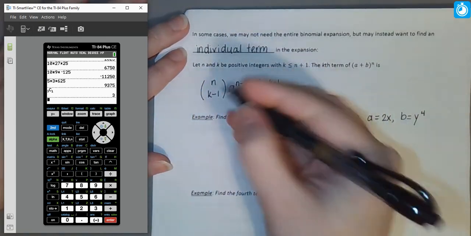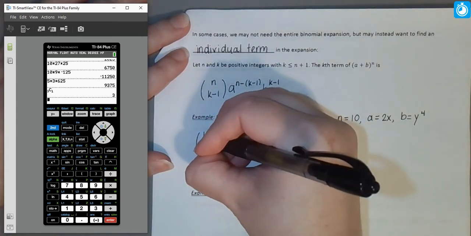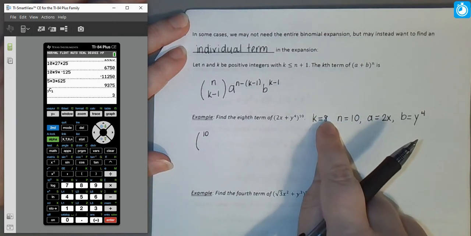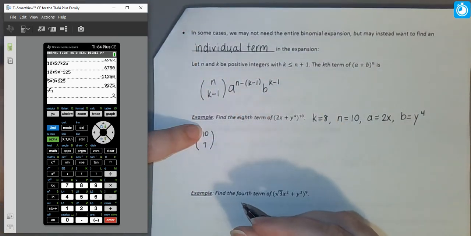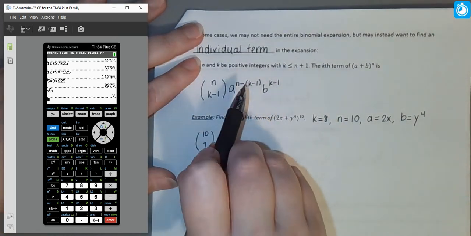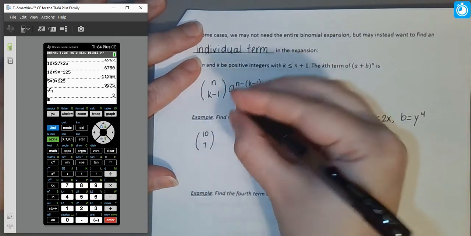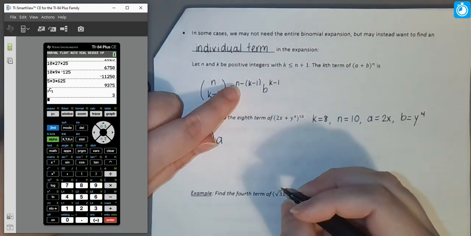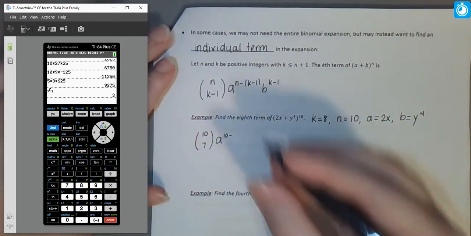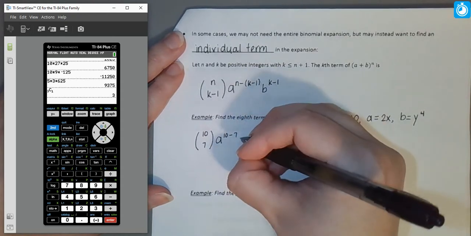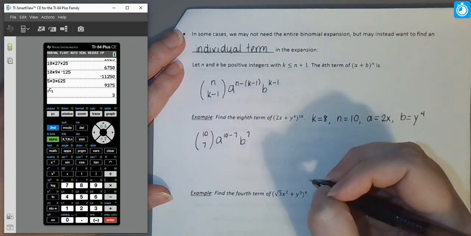So we'll start with our binomial coefficient. So that's going to be n choose k minus 1. So n is 10, and then if k is 8, then k minus 1 is going to be 7. Now once we have our value of n and our value of r, use that value of r and that value of n for our next terms. So it's going to be a raised to the n, which again is 10, minus k minus 1, which is going to be 7, times b raised to the k minus 1, which again in this case will be 7.